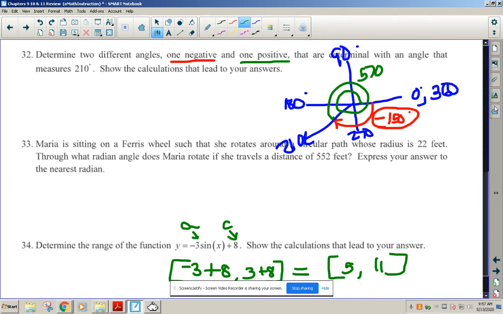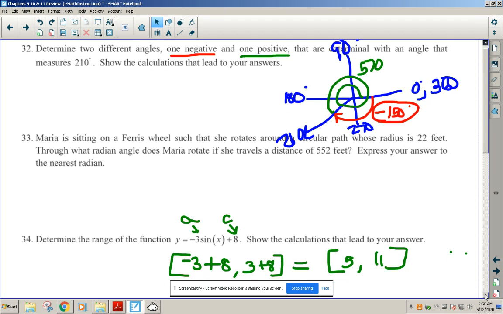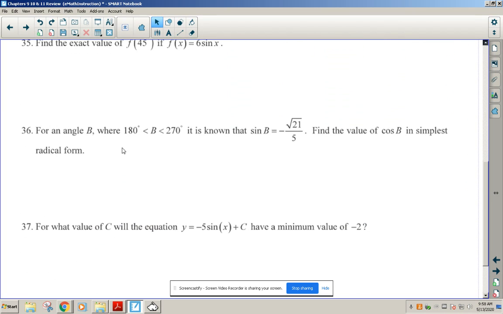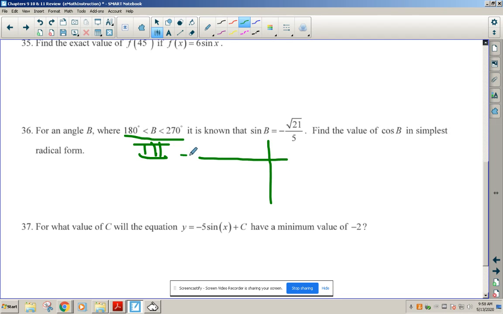Okay, 36. We are back to making a triangle. Now, this triangle, they're letting me know I'm in quadrant 3. This is quadrant 3. And again, this is lessons 3 through 6. Here's my negative x. Here's my y. I am bigger than 180, smaller than 270.